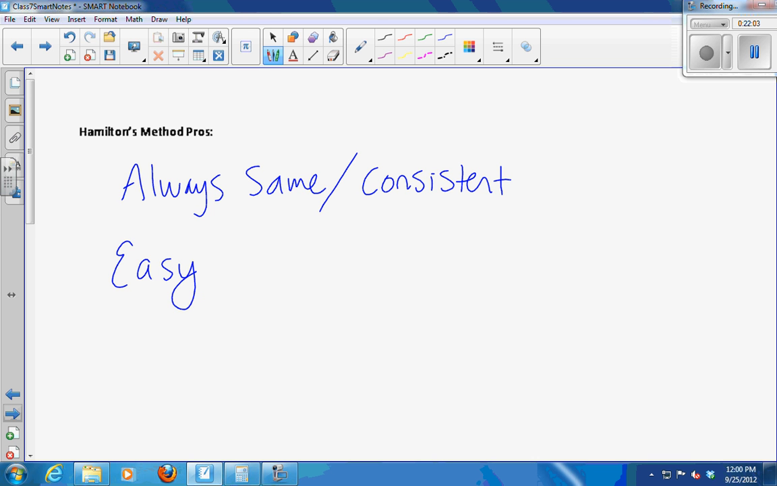Anything else about Hamilton's method that you like? Fair? Does it seem fair? It seems pretty fair and reasonable. We will see what's wrong with it next class.